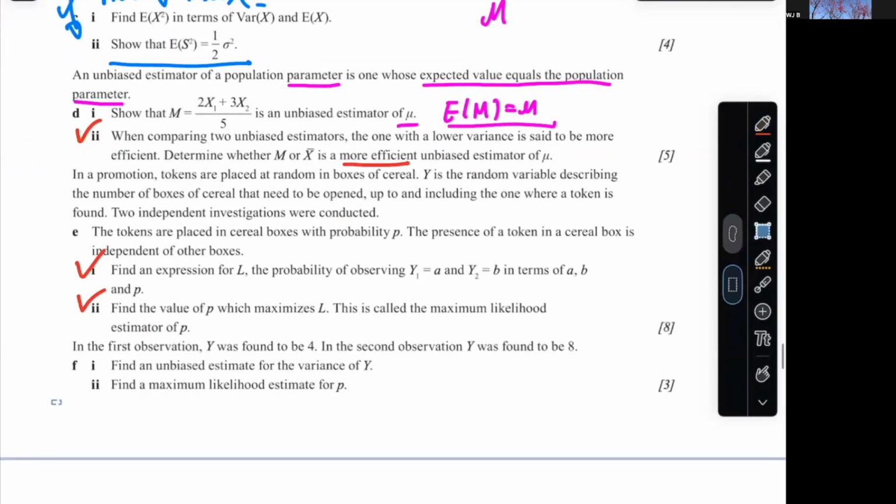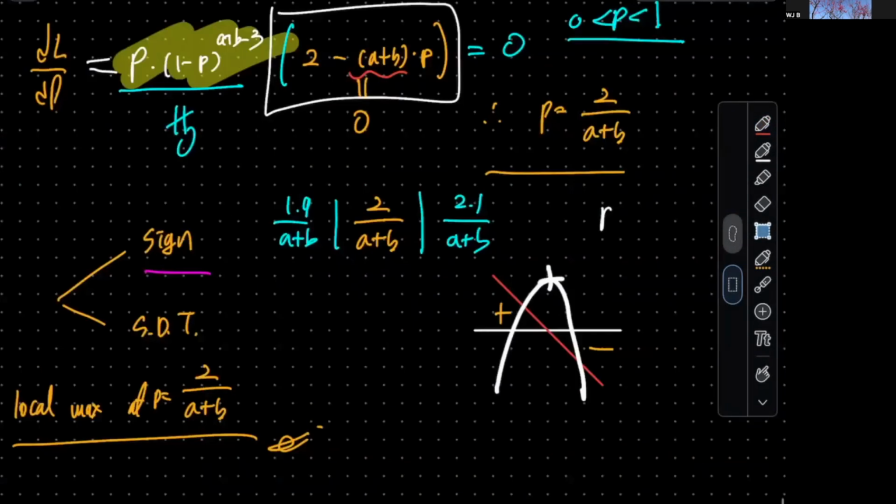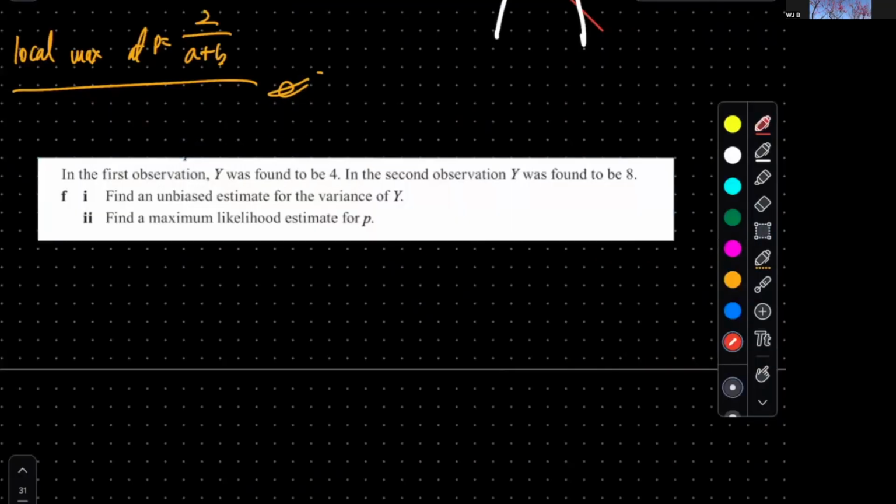And it says in the first observation, y was found to be 4. Okay, so that's y1, isn't it? I had y1 to be 4. And the second observation, y2, is 8. Find the unbiased estimator for the variance of y, they say. Okay, hold on. Find the unbiased estimate for the variance of y.